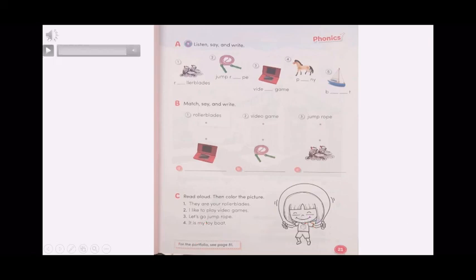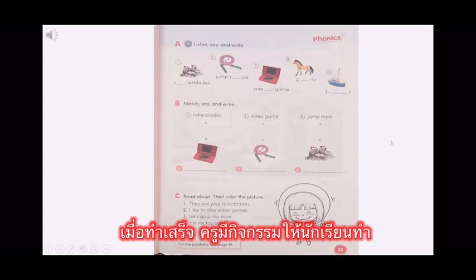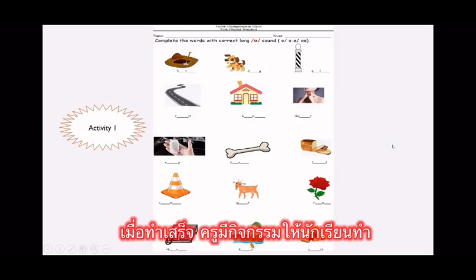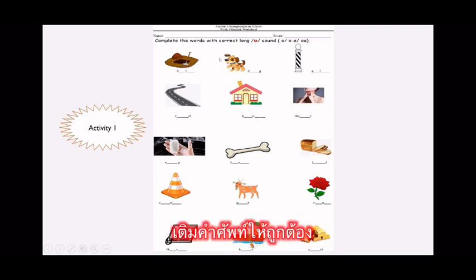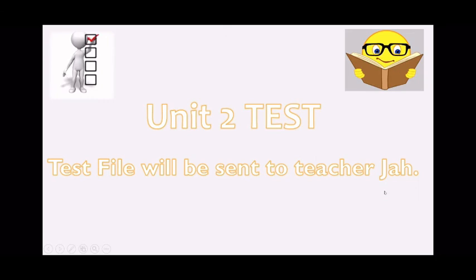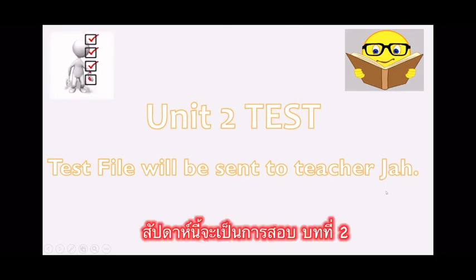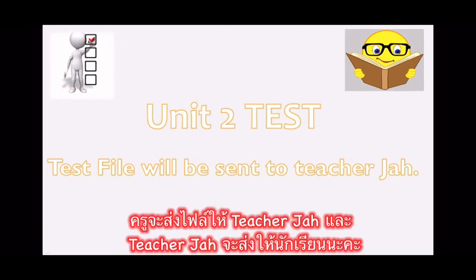Alright, so when you're finished with that one, you have an activity to do. You are going to complete this activity with the correct long O sound. If it's O only, or O E, or O A, you have to write the correct long O spelling.